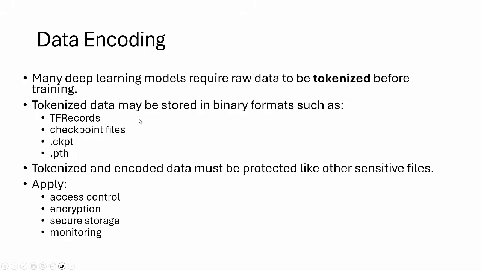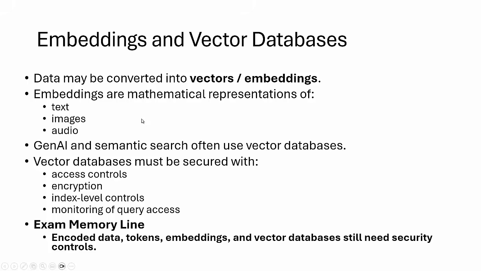Now, as I said, data may be converted to vectors. We discussed that embeddings are a mathematical representation of text, image, and audio. GenAI and semantic search often use a vector database. So the vector database must be secured with access control, encryption, index-level protection, and all that. That is part of the requirement.